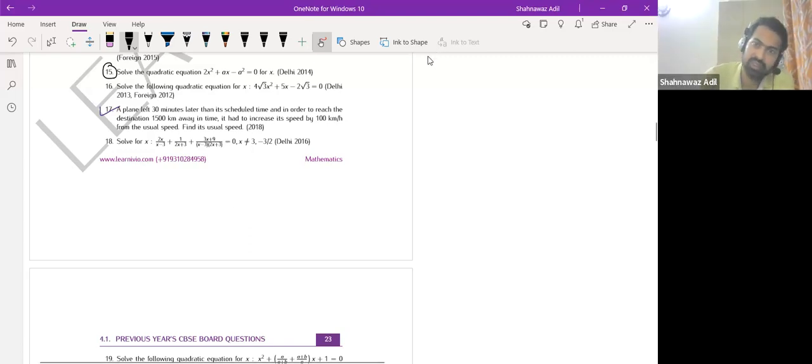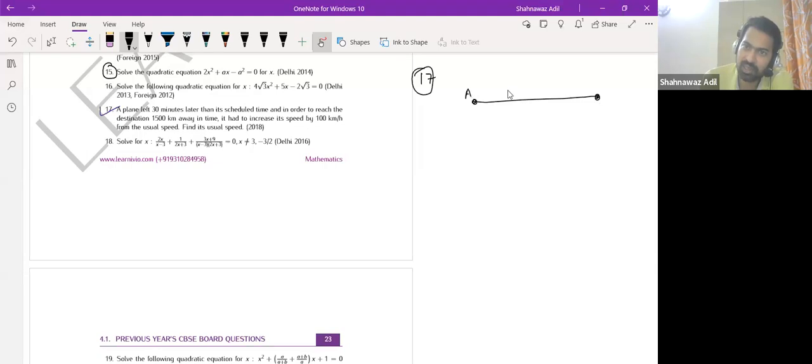Okay, so Shoaib, can you unmute? So we have these two, let's say this is the starting point, this is the destination. It is 1500 kilometers. So what should we assume in this question, Shoaib?